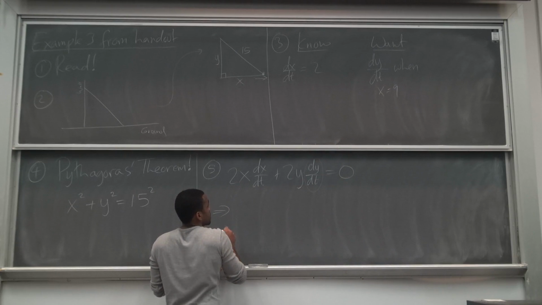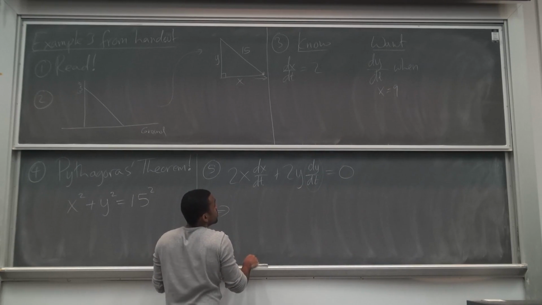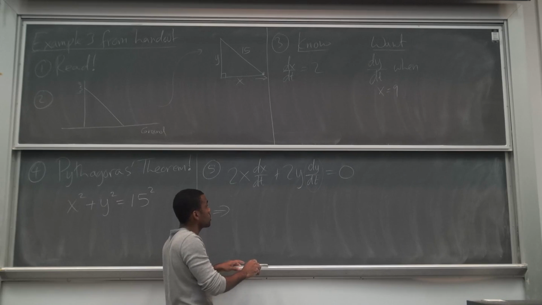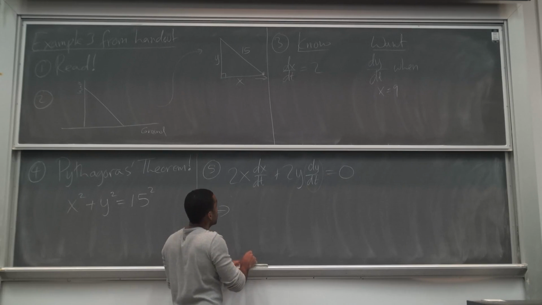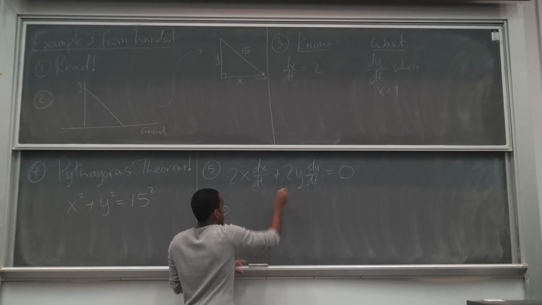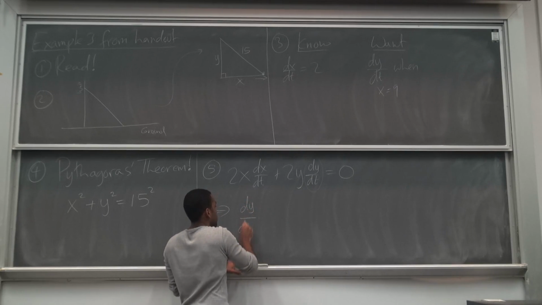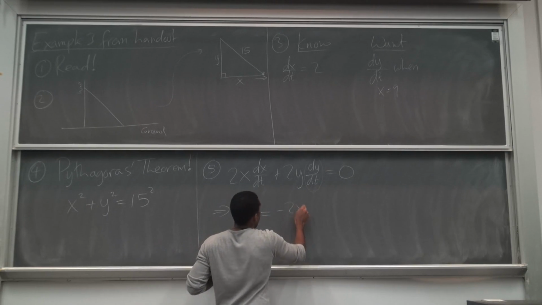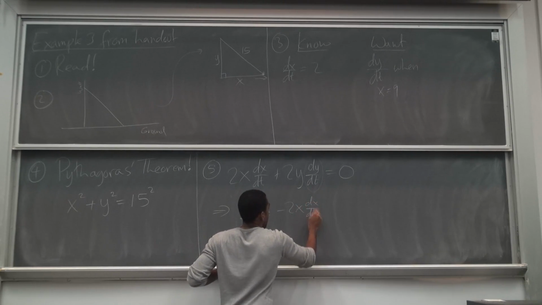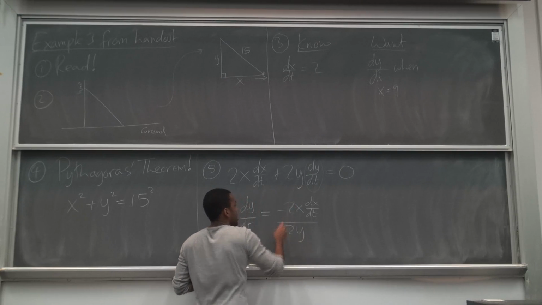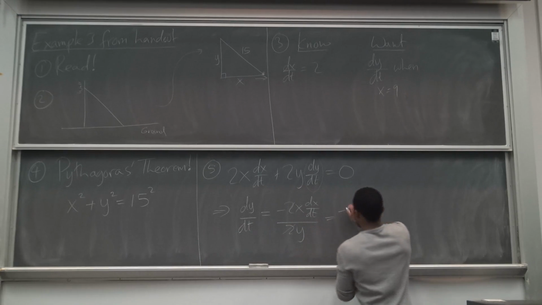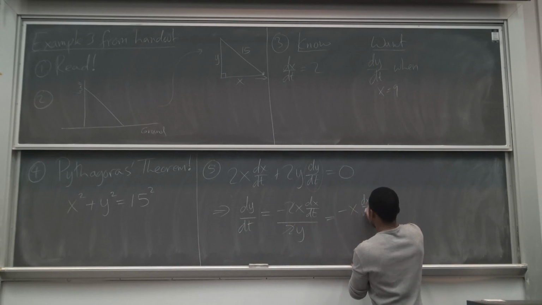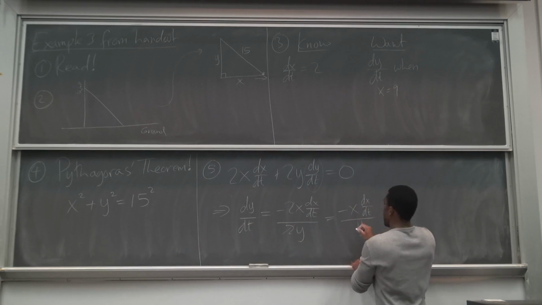Well, this is what I want, so let's solve for that first. Solving for dy/dt, I would get minus 2x dx/dt over 2y. The 2s cancel, so this is minus x dx/dt divided by y.